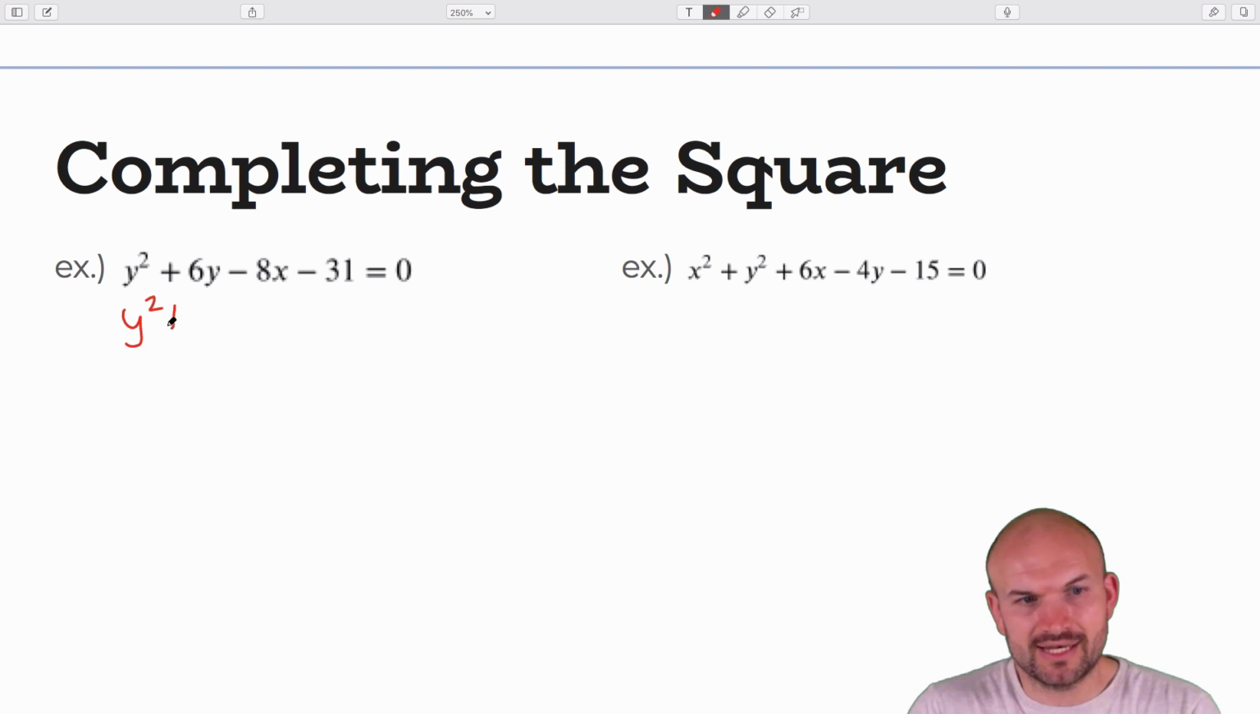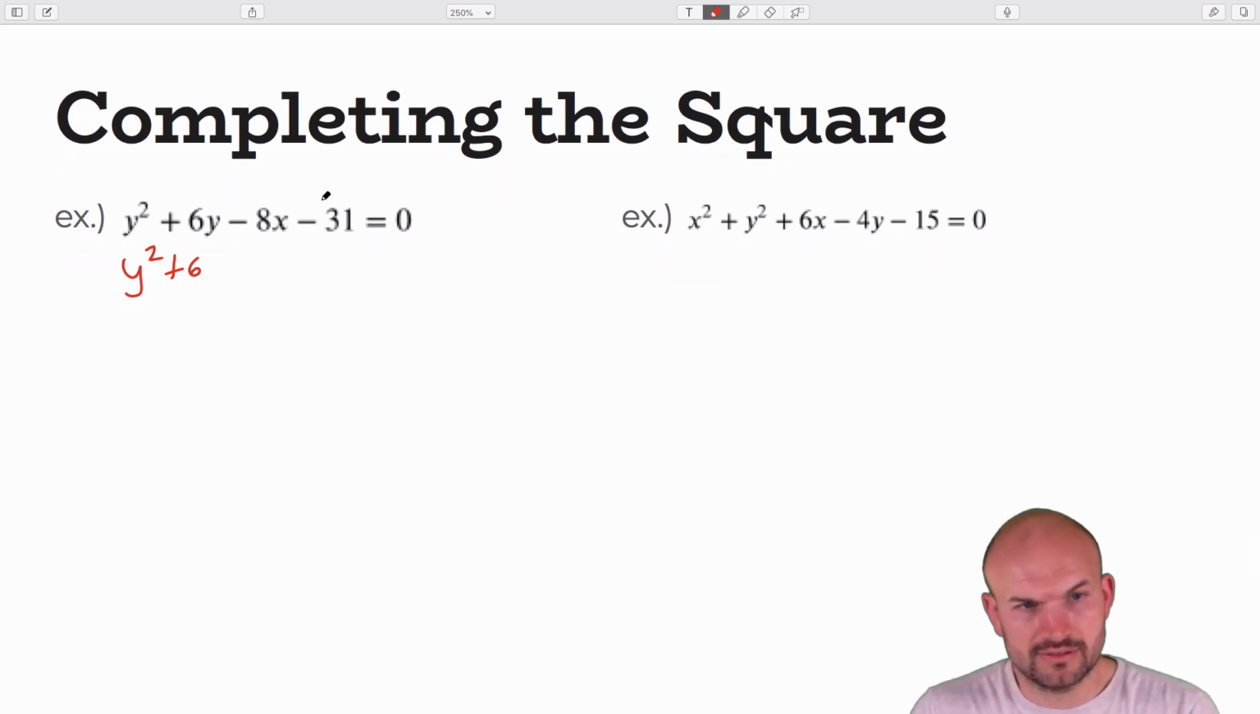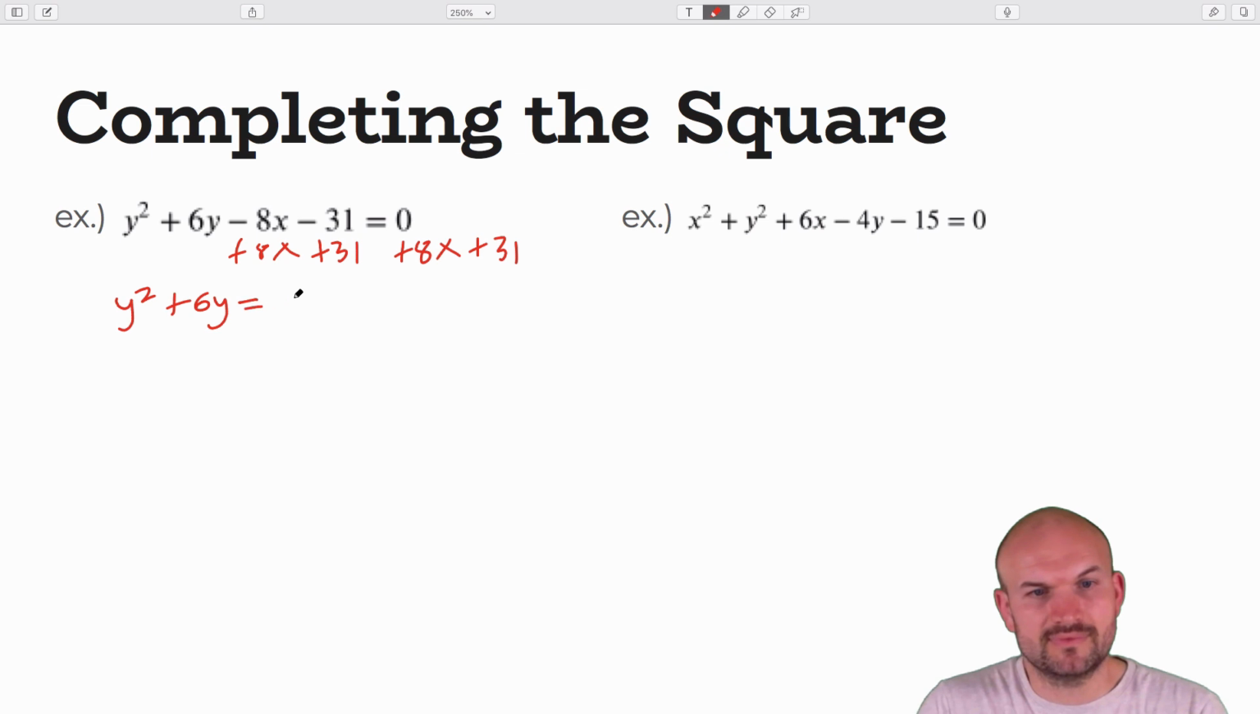And what I'm going to do then is get the x's and the y's on opposite sides. So if I add an 8x and add a 31 to the other side, let's write that. Because if you look back at those 2 formulas, you'll notice that the x's and the y's are on opposite sides. So I have y squared plus 6y is equal to 8x plus 31.